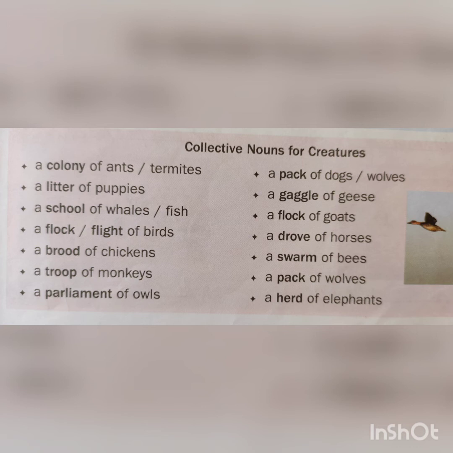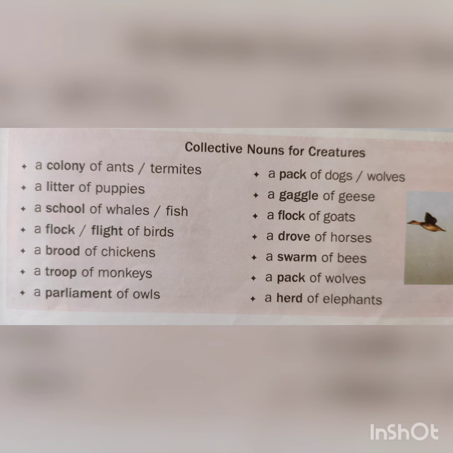A litter of puppies. Litter means a group of animals that are born at the same time and have the same mother. A school of whales or fish. A flock or flight of birds. A brood of chickens. Brood means a group of young birds all born at the same time. A parliament of owls. A pack of dogs or wolves. A gaggle of geese. Gaggle means a group of geese.